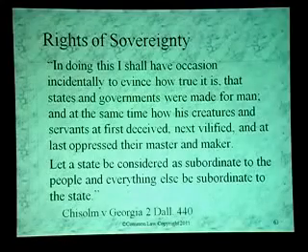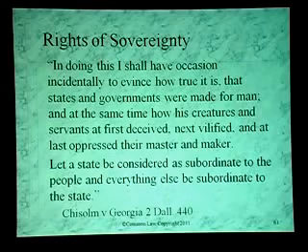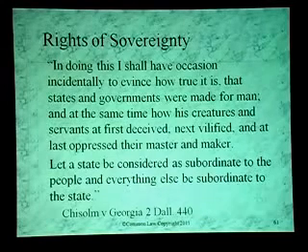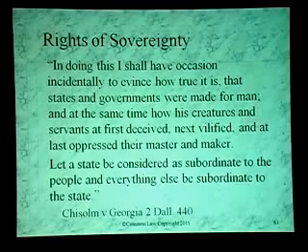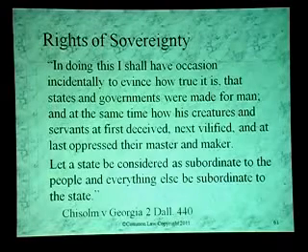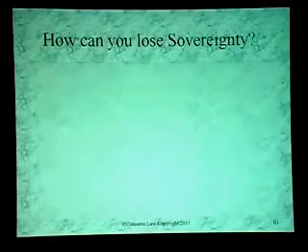In doing this, I shall have occasion incidentally to evince how true it is that states and governments were made for man, and at the same time how his creatures and servants are first deceived, next vilified, and at last oppress their master and maker. Let a state be considered as subordinate to the people, and let everything else be subordinate to the state.